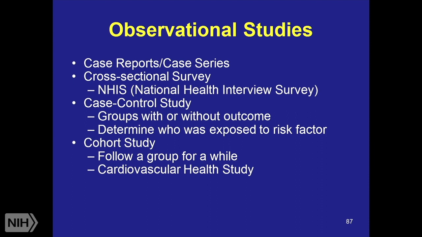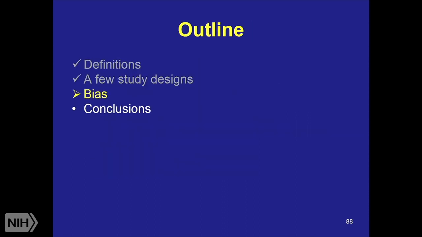So in general, you've got a lot of different types of observational studies. They fall into these key categories: case reports, case series, cross-sectional surveys, national health interview surveys, another common survey that you see data from, at least inside the United States. Case control studies, so these are groups with or without the disease outcome, and then you determine who's exposed to different risk factors. Or cohort studies, where you follow a group for a while, or you choose people with or without an exposure status.